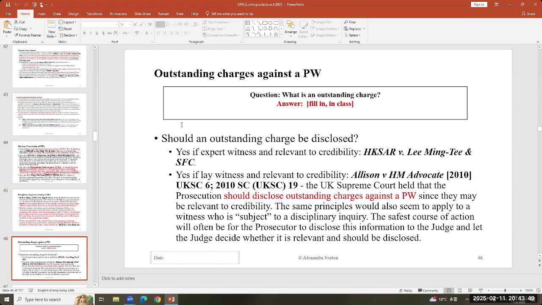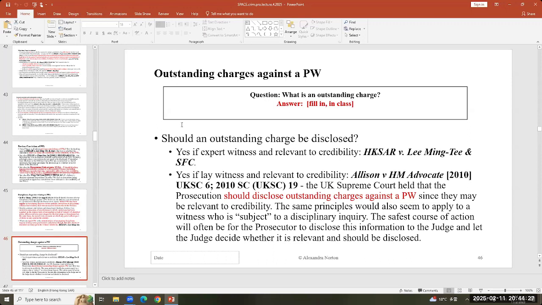So an outstanding charge is where a witness or maybe even the defendant has been charged by the prosecution, but no final conclusion has been reached, right? It hasn't yet been acquitted or convicted. So the case is still ongoing. Should the fact that a prosecution witness has an outstanding charge against them be disclosed, right? We've got kind of counter arguments. On the one hand, we've got the presumption of innocence, right? Why should they have to disclose something that hasn't yet been proved against this witness?